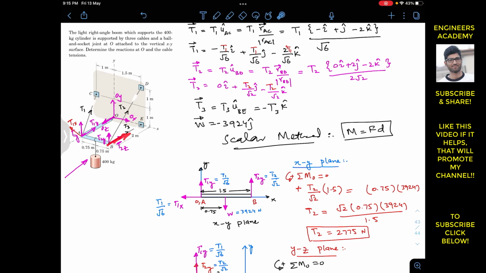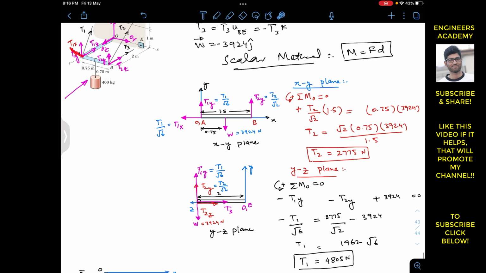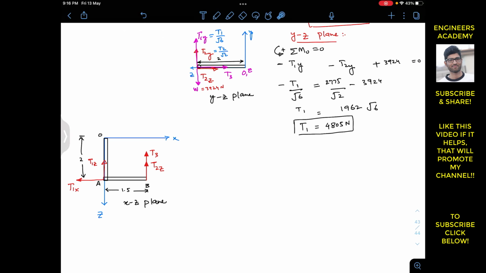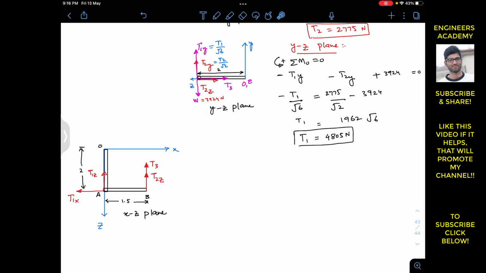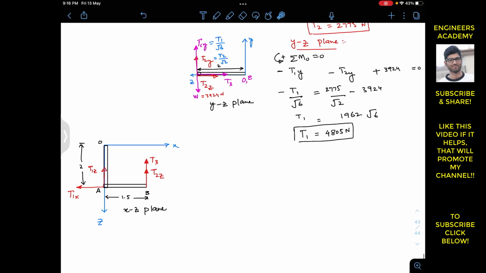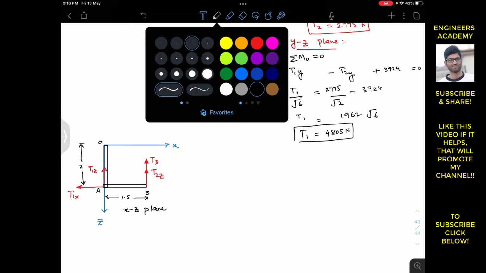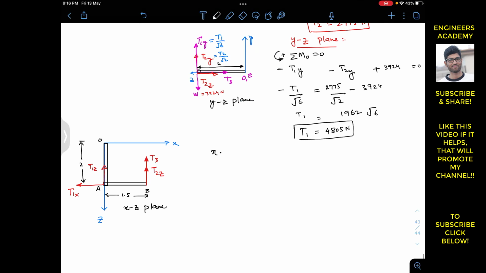So we will be able to see this T2z and this T1z, and the weight will not be visible since it is acting along the y, and similarly this T1x will be visible. So this is our xz plane, T2z, T3 is also visible since T3 is acting along the z-axis, T1z is visible and T1x is visible, and the weight is not visible since the y-axis is out of the screen and the weight is acting into the screen, so it's not visible in this xz plane.